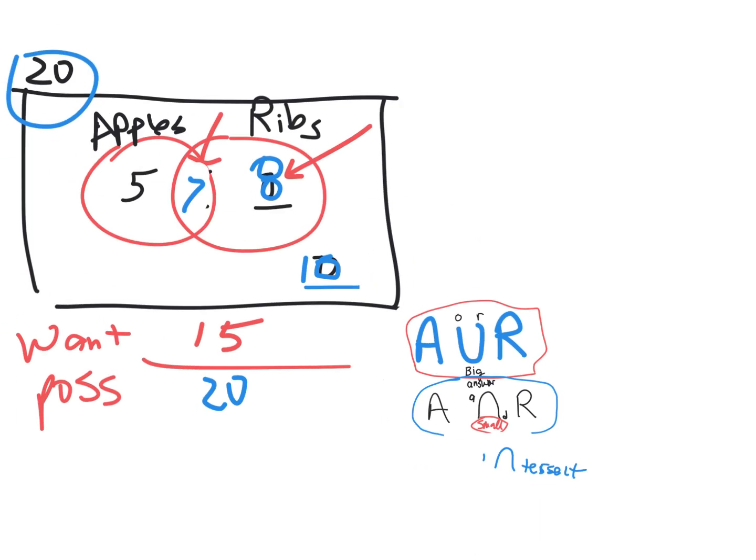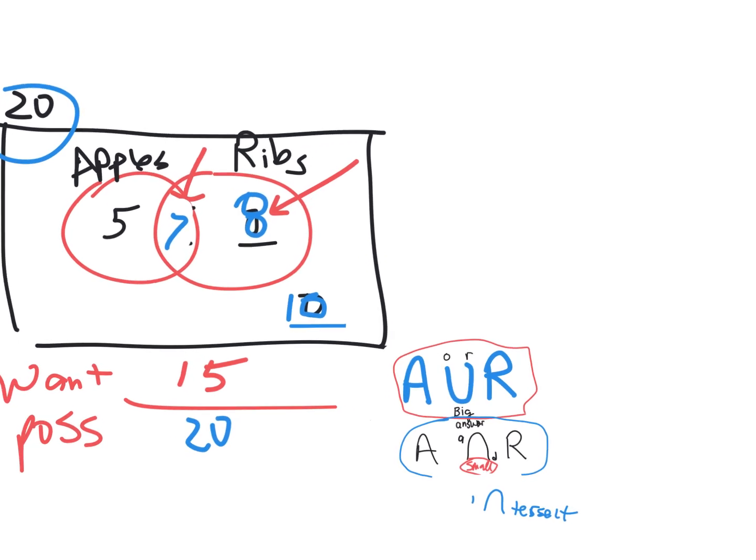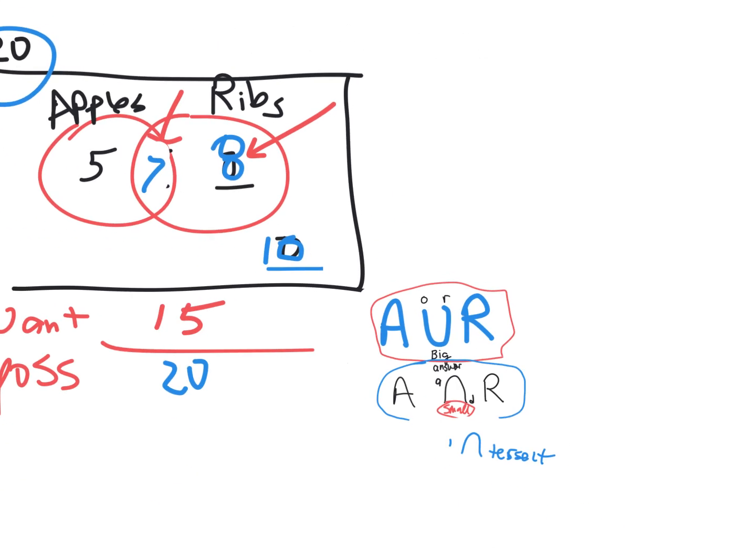Because I think most of you know that an intersection is where things overlap. So like in this graph, where do they overlap? With the middle, where the 7 is. That's the intersect. It's also a small answer. It's only one of your numbers, 7.